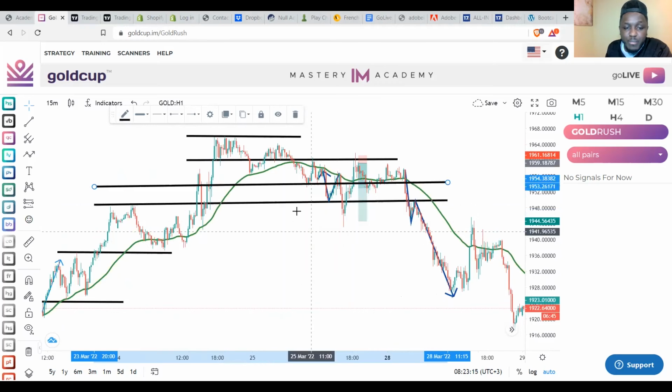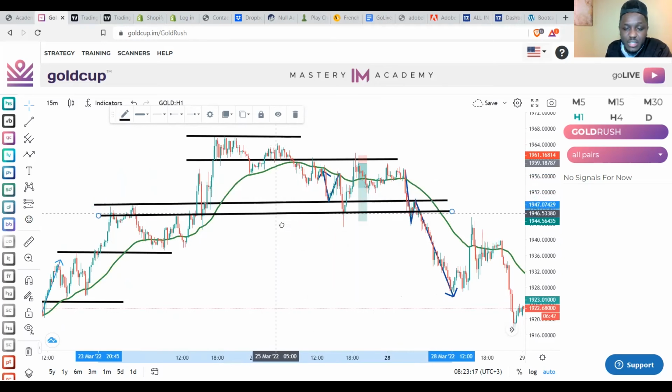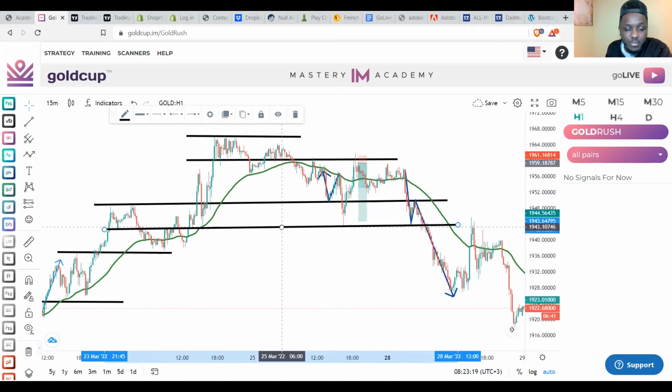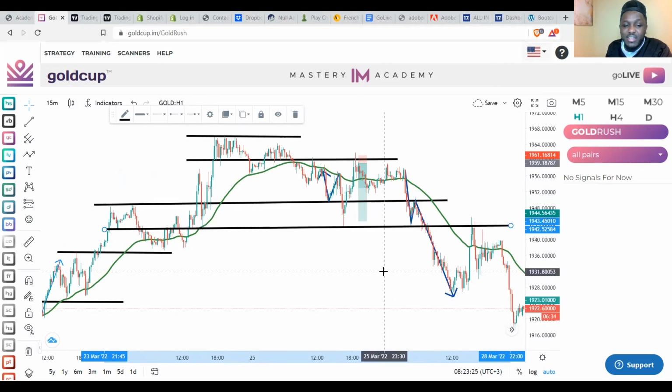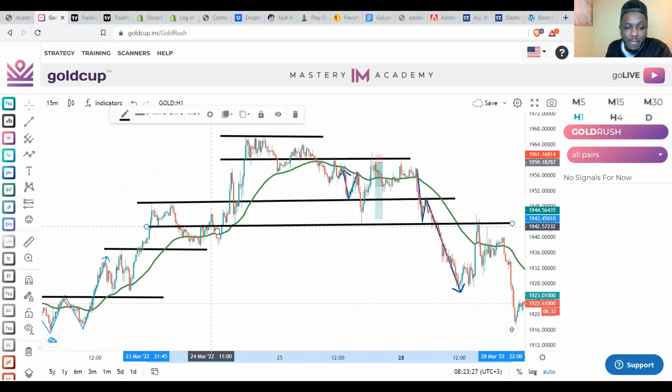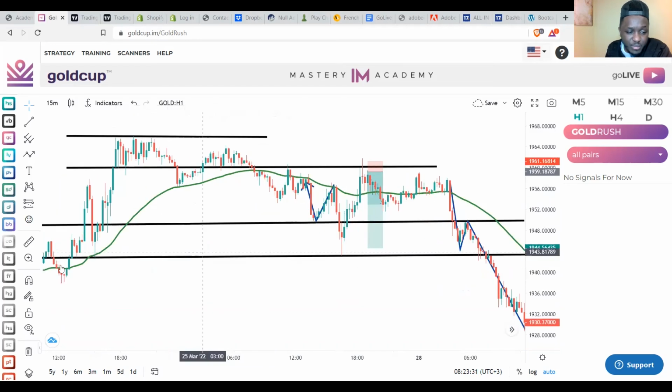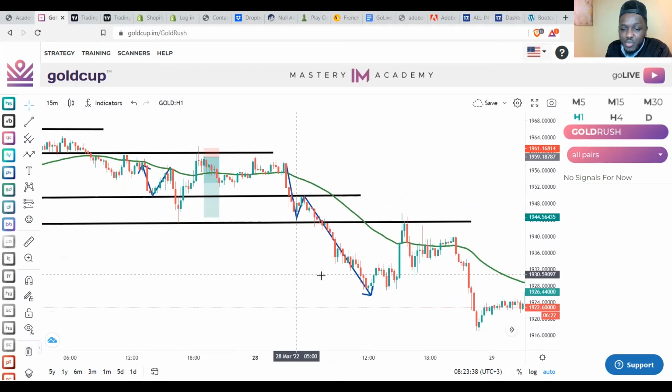And look at this as well. Look at this area right here. You cannot even pretend that you cannot see it. There's no way. Look at that. Bam, bam, bam. Two areas right there. Guess what? Bam, market pulls all the way.